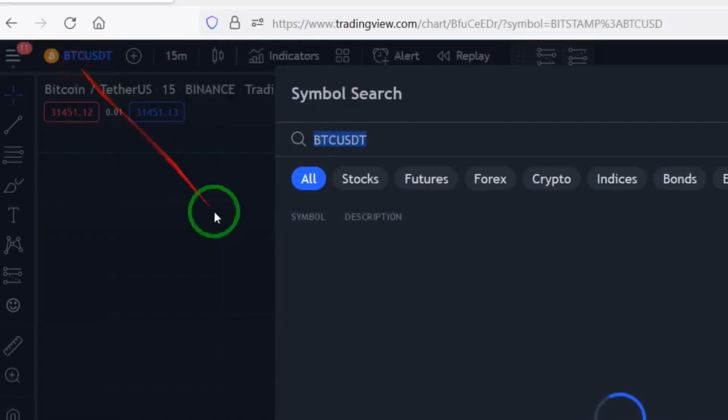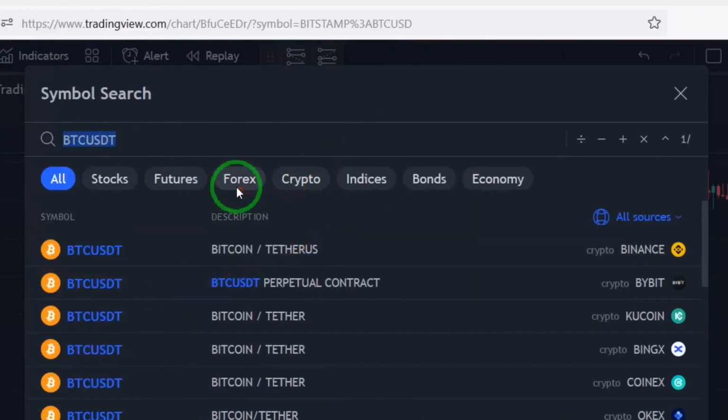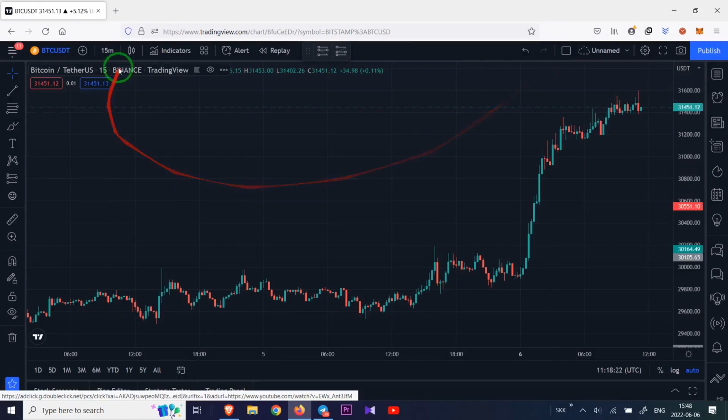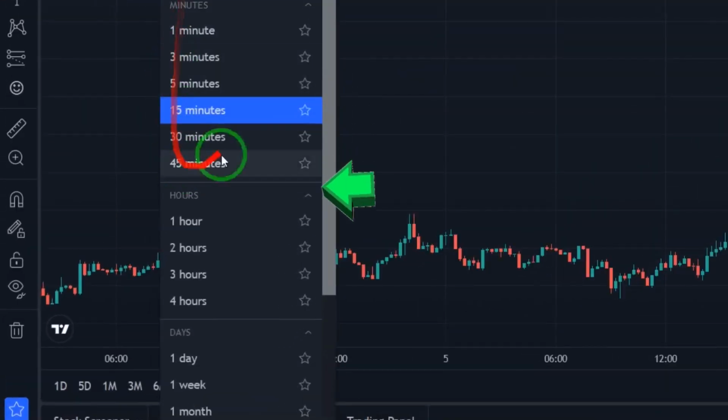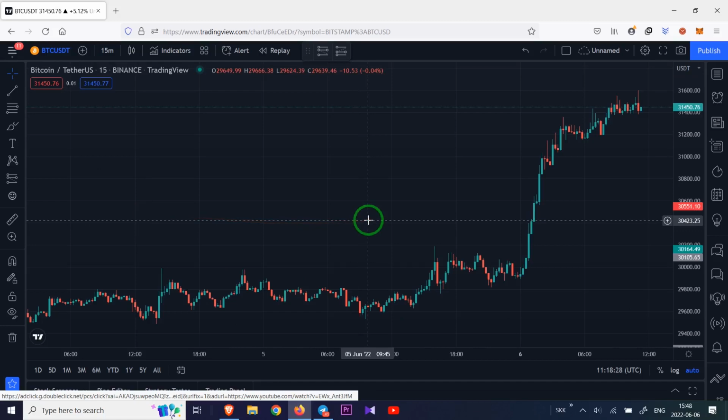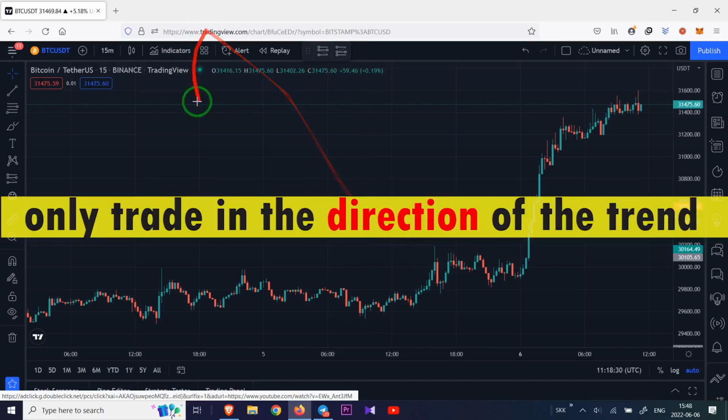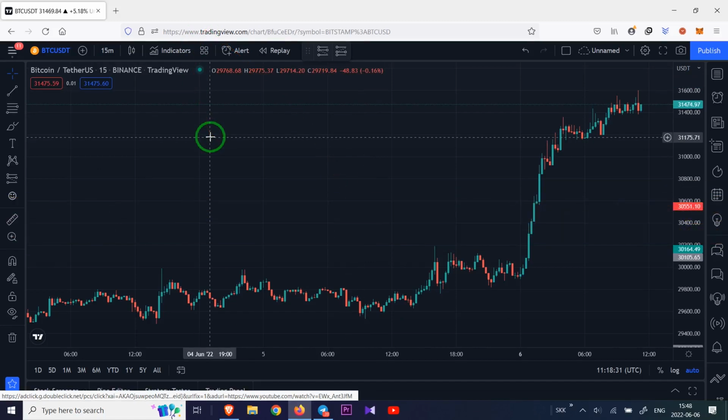You can use this strategy for both crypto and forex. You can also select the time frame from 5 minutes to daily. My suggestion is 15 minutes. In this strategy, we only trade in the direction of the trend, because the trend is our friend and helps us make more profit with less risk.